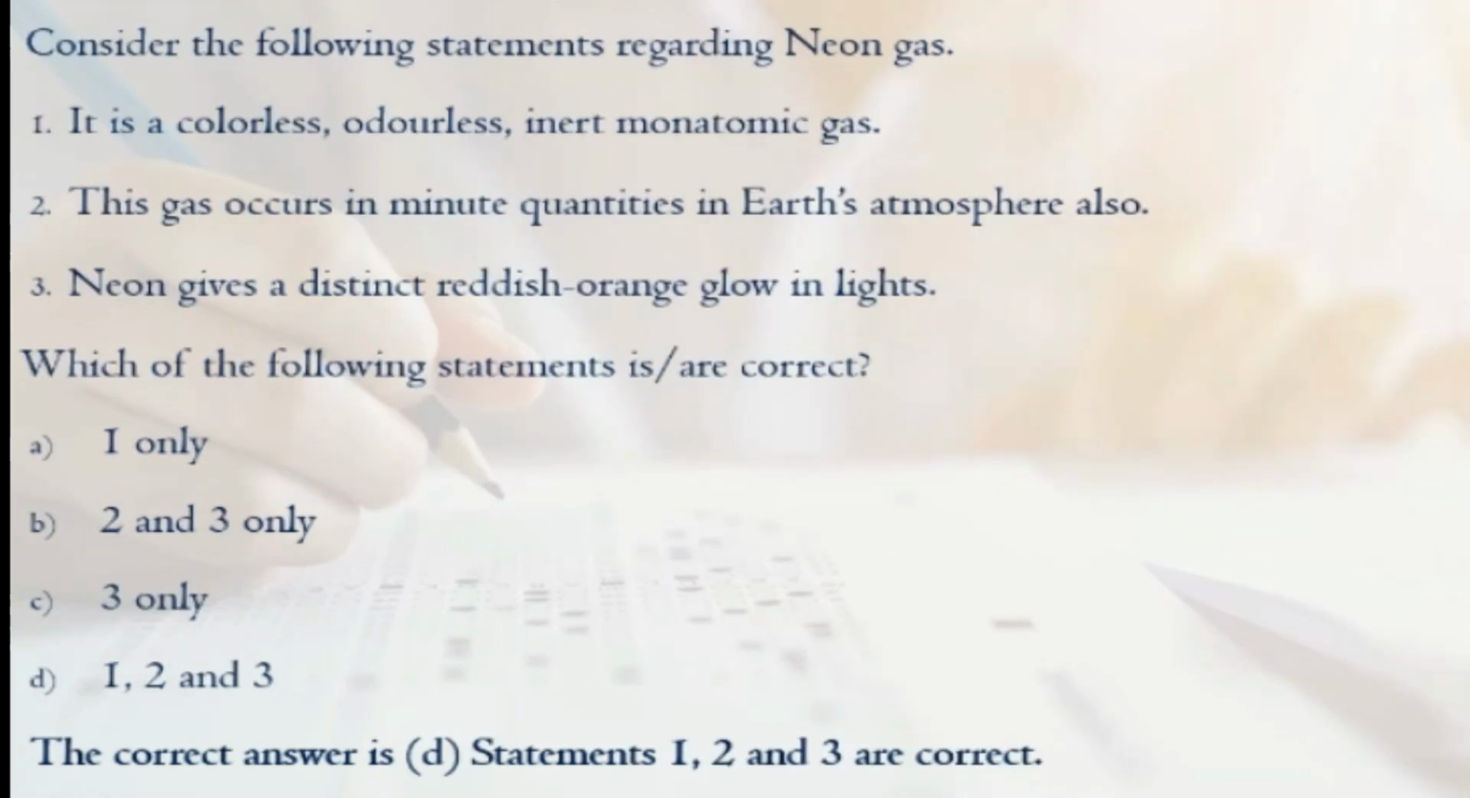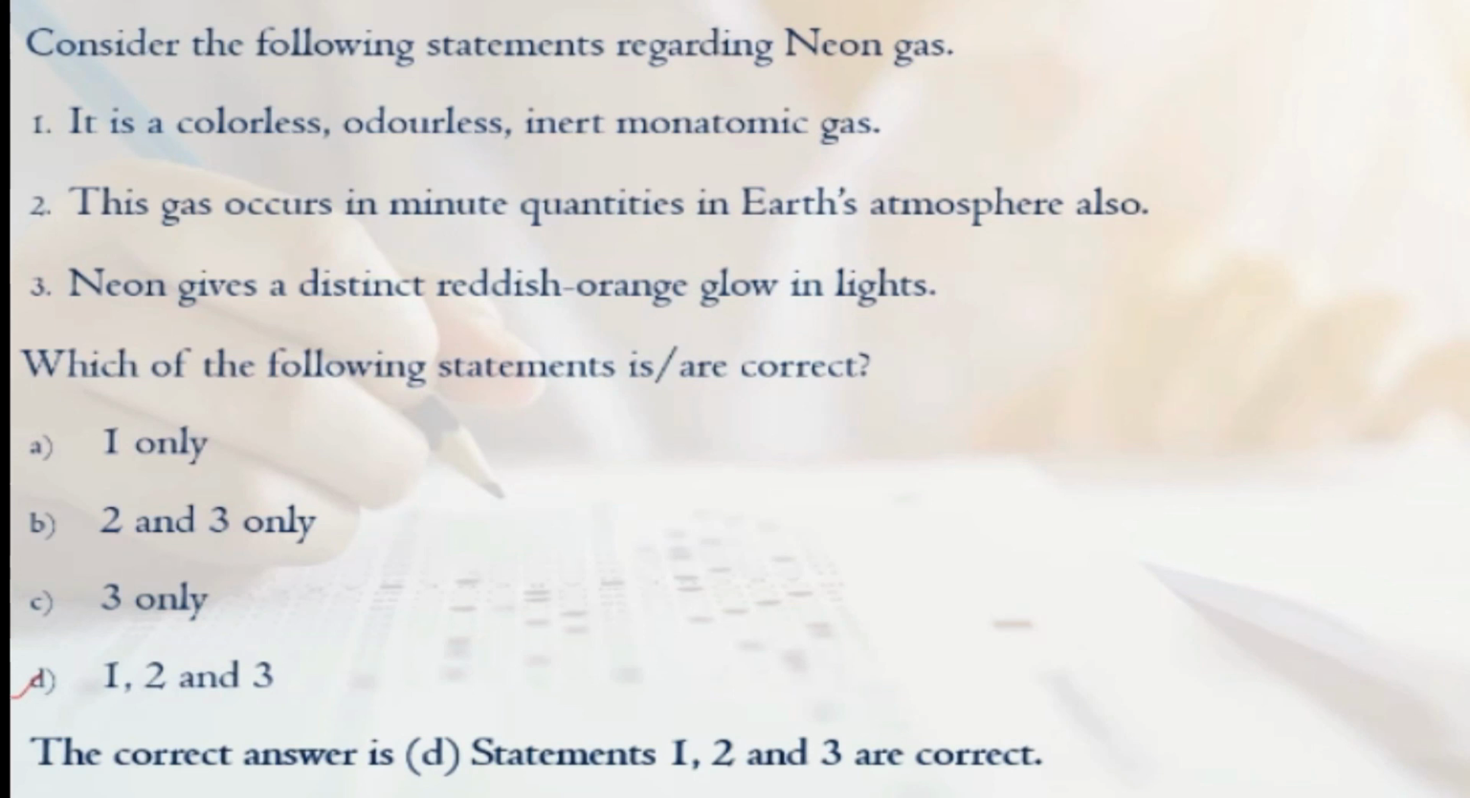Next question is, consider the following statements regarding neon gas. First, it is a colorless, odorless, inert monoatomic gas. Second, the gas occurs in minute quantities in Earth's atmosphere also. Third, neon gives a distinct reddish-orange glow in lights. Which of the following statements are correct? A. First only, B. Second and third only, C. Third only, and D. First, second and third. And the correct answer is D. First, second and third. That means all statements are correct.